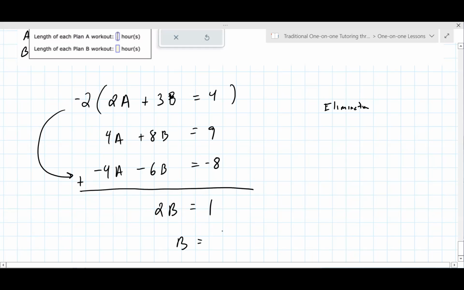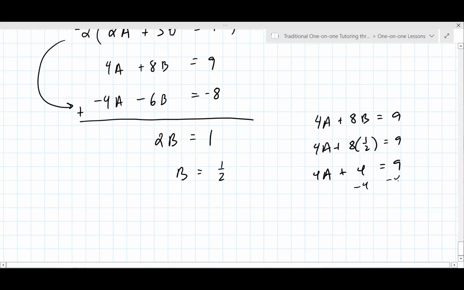b equals 1/2. So half an hour is the first one we find. Letter B is 1/2 there. To find the other one, you go back to one equation or the other. It doesn't really matter. I'm going to go to the second equation, 4a plus 8b equals 9. So b is 1/2. So that's 4. Subtract the 4. 4a equals 5. So a equals 4/5 of an hour.